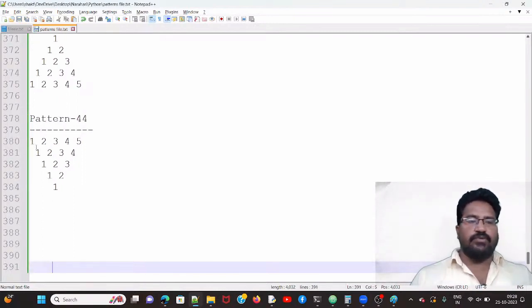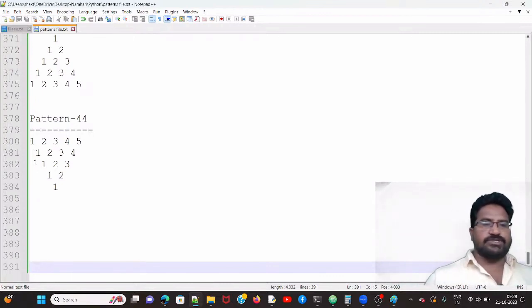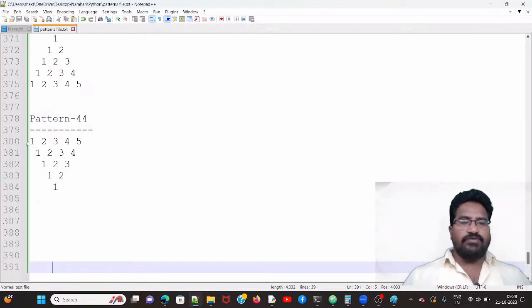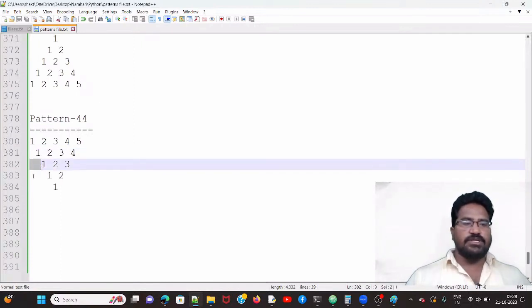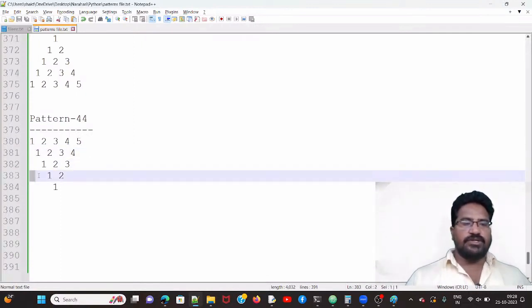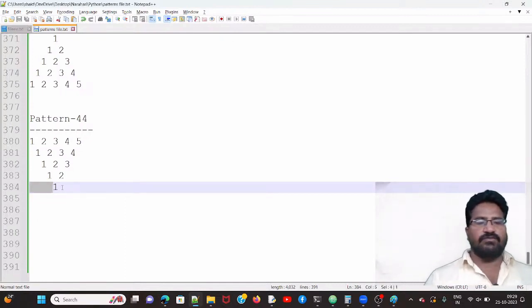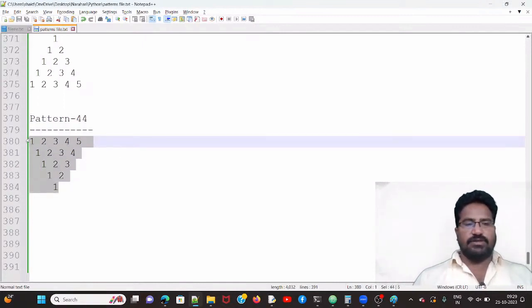Here I iterates 5 times: I1, I2, I3, I4, I5. J is for spaces, K is for displaying the digits. J first time no iterations, J second time one space, J third time two spaces, J fourth time three spaces, J fifth time four spaces only. Then 1, 2, 3, 4 like that. All of you, right? Okay, same as the previous one, guys.